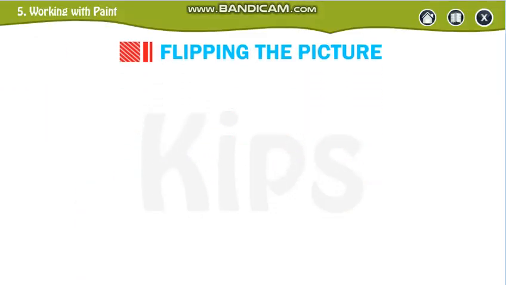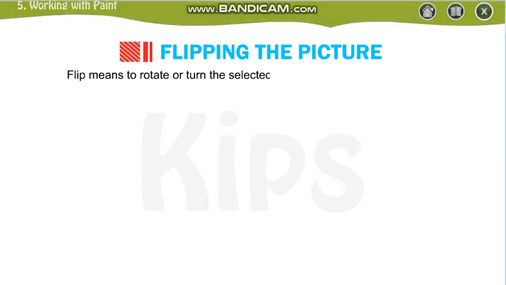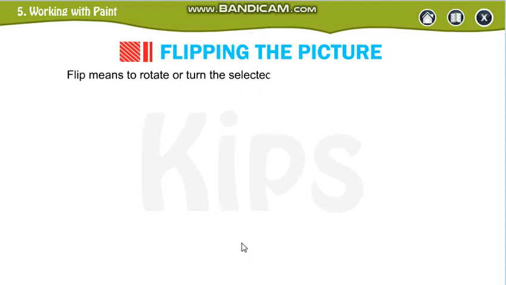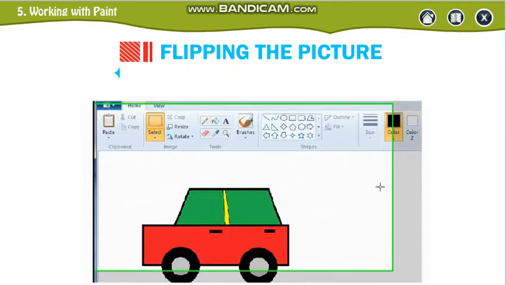Now, flipping the picture. Flipping means when we turn something over like this, that is flipping, and the direction changes. Suppose you want to create a shadow of something, you can flip it. Suppose you want to create a similar image in a different direction, you can flip the image. Flipping can be done horizontal or vertical. Suppose you flip this object horizontally, it will be reversed, and vertically, it will be in this direction. Like this car is now going left, it will go right.